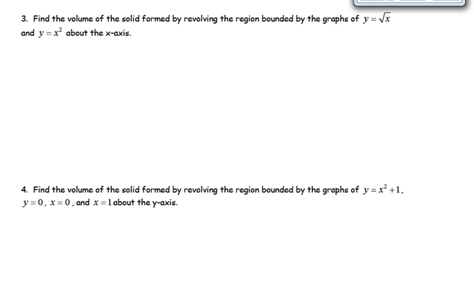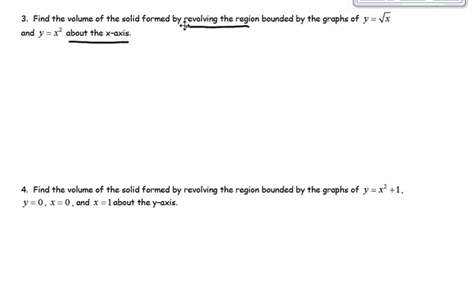So let's try example 3. Find the volume of the solid formed by revolving the graphs bounded by the square root of x and x squared and the x-axis. Now notice that they don't specify whether you're going to use disk or washer. That's going to have to be up to you. Now you know that you're using solid of revolution because it says revolve the region.